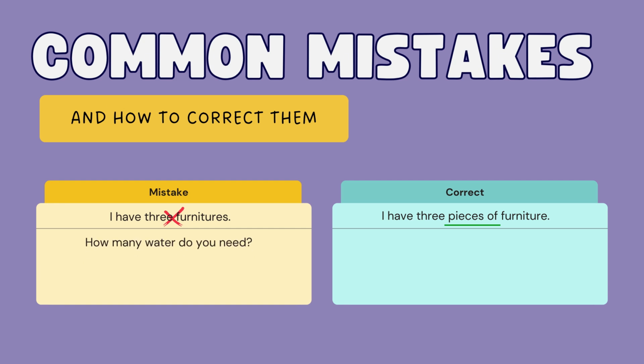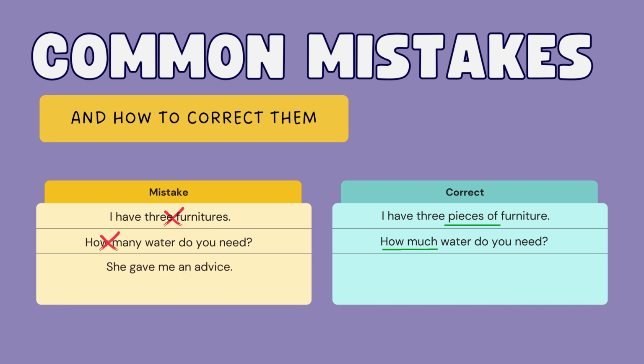How many water do you need is incorrect because water is an uncountable noun. Instead, you should say, how much water do you need? She gave me an advice is incorrect because advice is an uncountable noun and cannot take an. The correct sentence is, she gave me some advice.